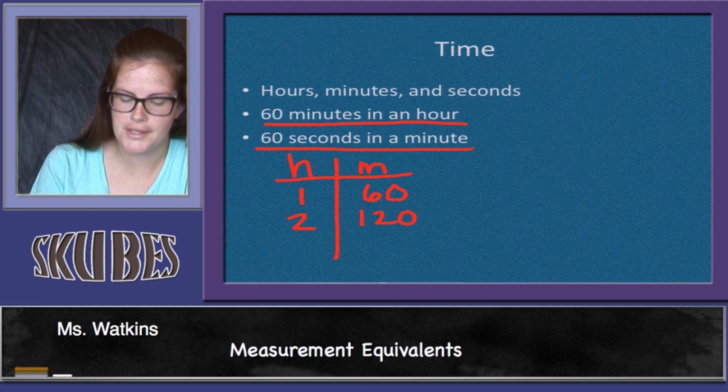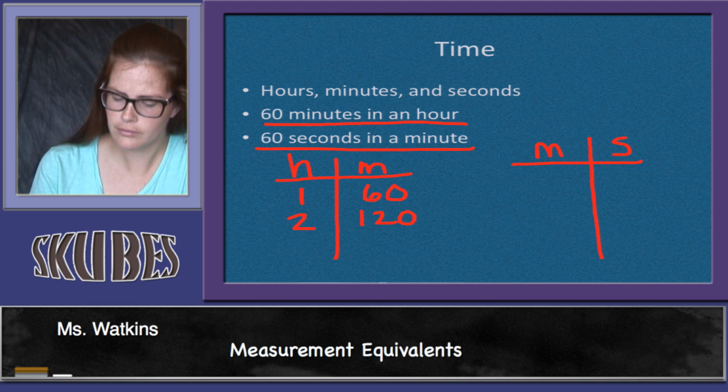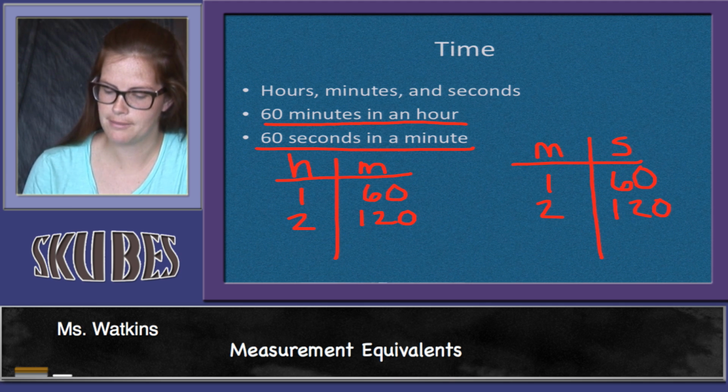We also need to know there are 60 seconds in a minute. So to create a table for this, we'd have minutes on one side, seconds on the other. In 1 minute there are 60 seconds, which means in 2 minutes there would be 120 seconds.